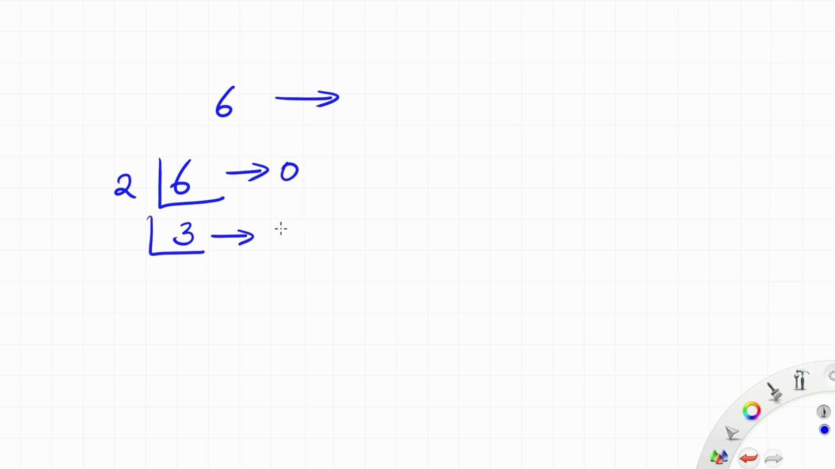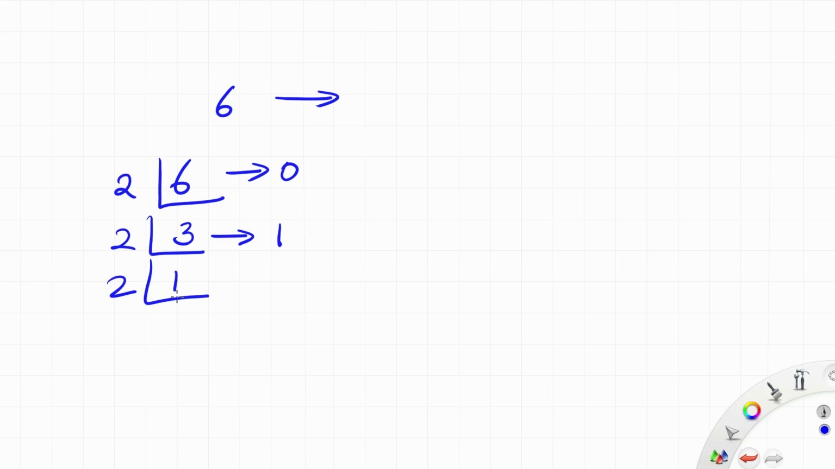This time, let's take the example of 6. Now we're going to convert 6 into binary. So what is the first operation we're going to do? Divide by 2. That's correct. What is the quotient? 3. What is the remainder? 0. That's correct. And what's the remainder here? 1. And quotient? 1. That's correct. So divide by 2 again.